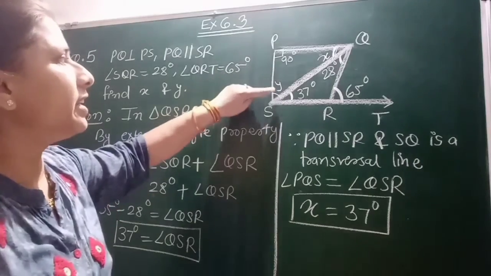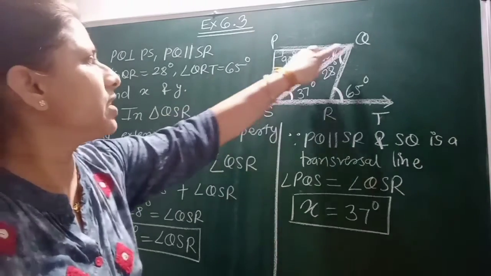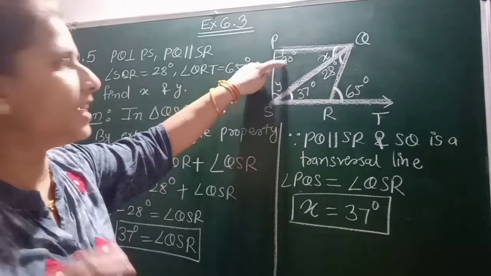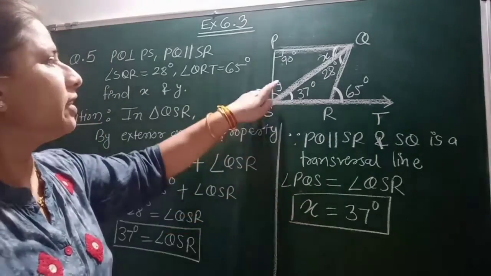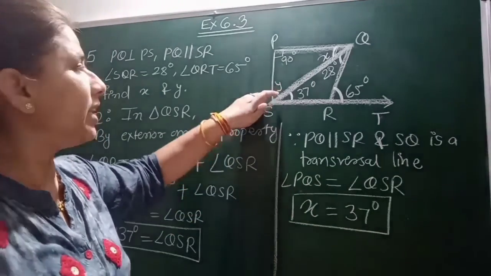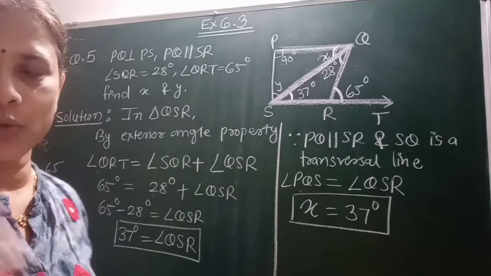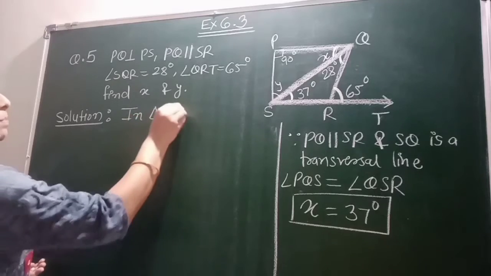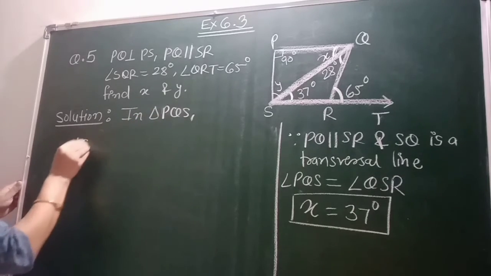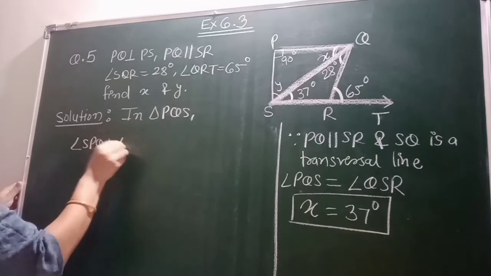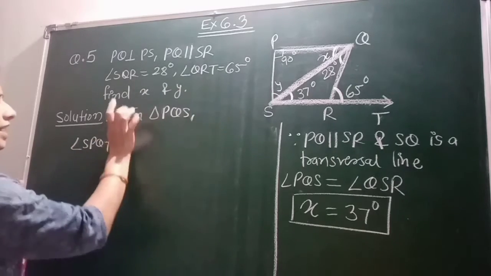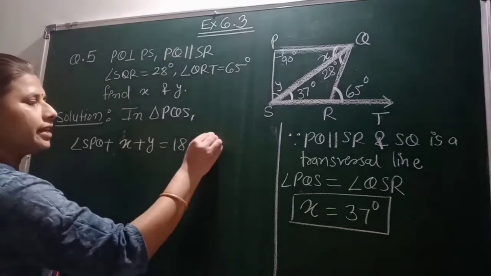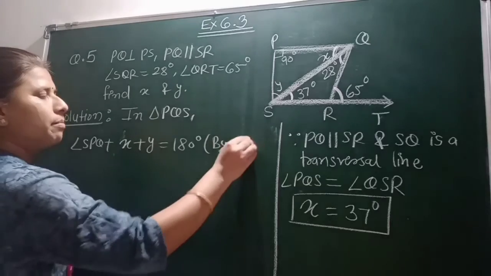Now we will find this angle Y. As you can see here, student, PQS is a right angle triangle in which one angle is 90 degrees. X we already found. So with the help of the angle sum property, we can easily find angle Y. We will apply the angle sum property here. In triangle PQS, angle SPQ plus X plus Y equals 180 degrees by the angle sum property.